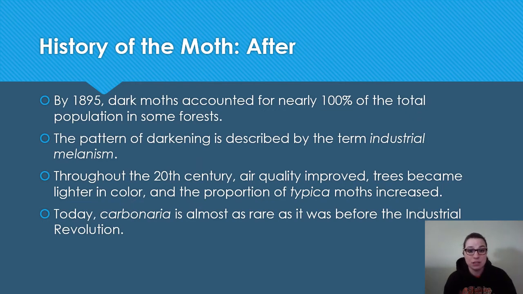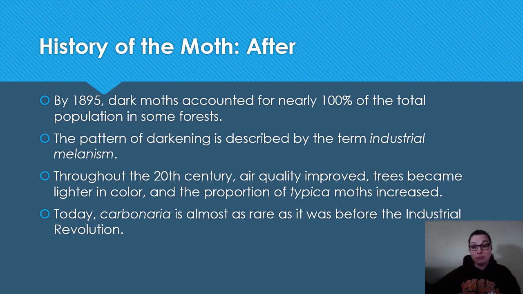So after the Industrial Revolution, by 1895, the dark moths accounted for about 100% of the total population in some of the forests. The pattern of darkening that we see is described as industrial melanism. Throughout the 20th century, the air quality improved because there were new environmental regulations and things like that. So the trees started to become lighter in color again. And as a result, the proportion tipped back in the favor of the typica moths. So we started to see the variation of typica colored increase. And so today we're back to pre-Industrial Revolution conditions where there's much more of the typica and much fewer of the carbonaria variation within the peppered moth.